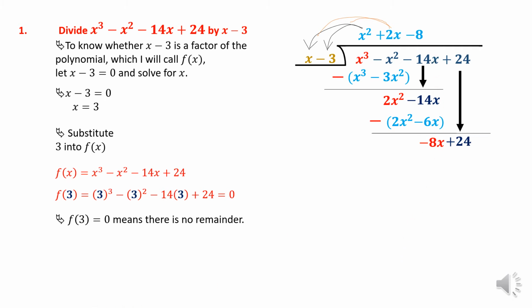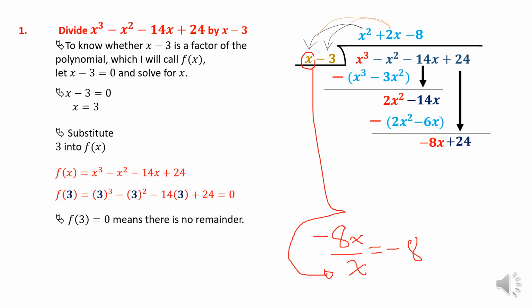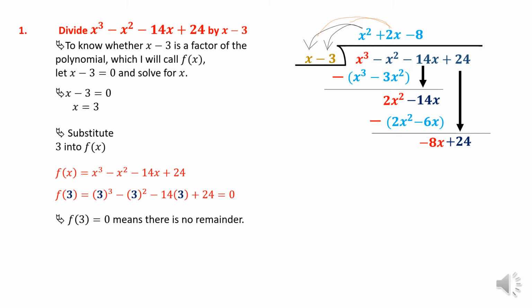Now once you do that, the -8 that you see here on top comes from the -8x divided by the x. All right, and that gives you -8 as an answer. This is the particular x that I'm talking about here. So you repeat that process through and through. Then you get that -8, and you multiply that -8 again by each term on the divisor there.